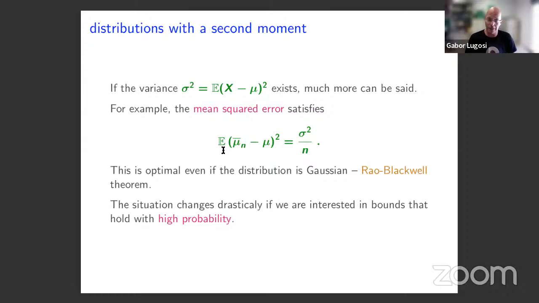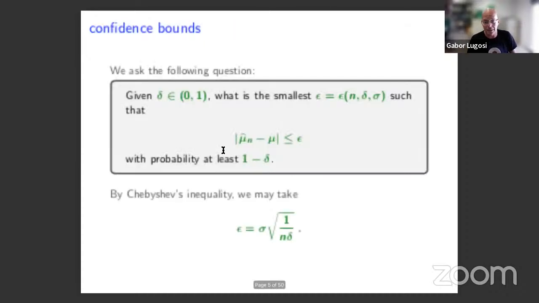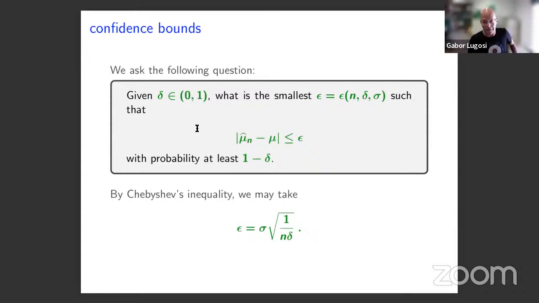All of a sudden, the empirical mean is not such a good estimator. This is the way we formulate the question. Given a number delta, which is the probability of error that we allow, we would like to find the smallest accuracy epsilon that one can achieve with probability at least 1 minus delta. We would like to find the smallest epsilon such that there exists an estimator such that the error is less than that epsilon with probability greater than 1 minus delta, and we would like this to hold for all distributions with a finite variance.